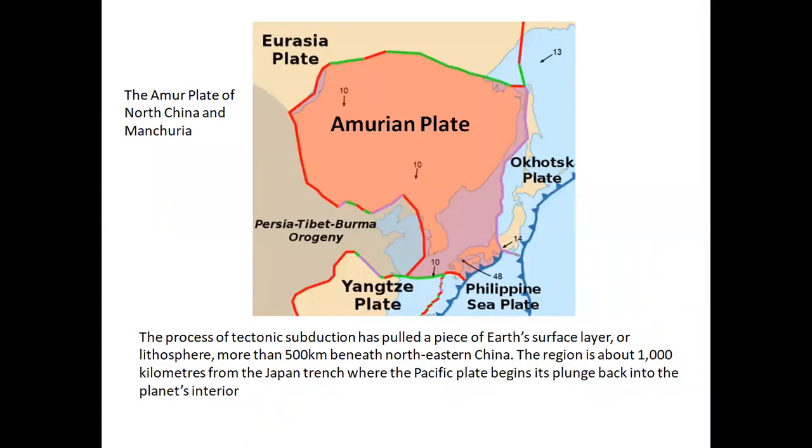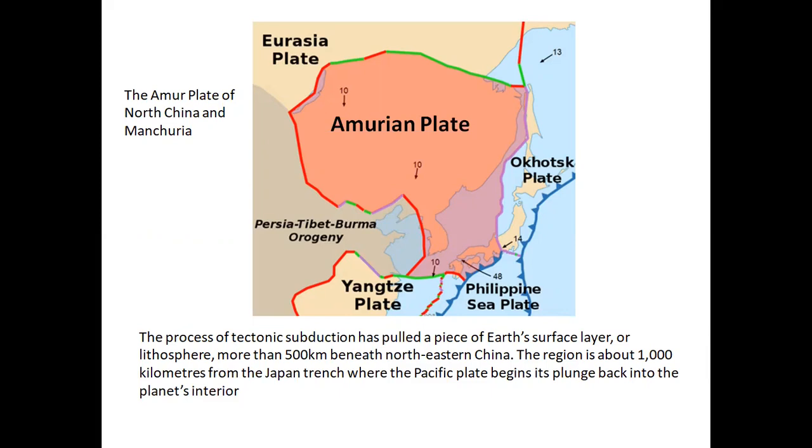The Amur Plate of North China, Manchuria. Again, many people would include this within the Eurasian Plate. I won't discuss it in great detail. It seems to be separating off or sliding off in the northern section from the Eurasian Plate. But the Japanese island chain is very much involved with subduction from the Pacific Plate.